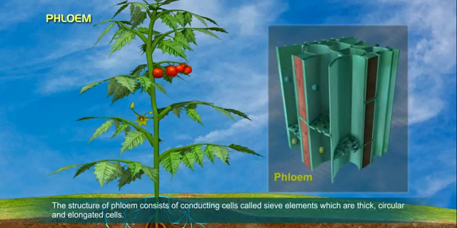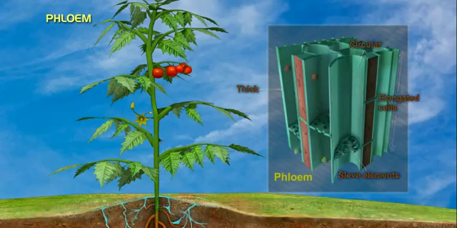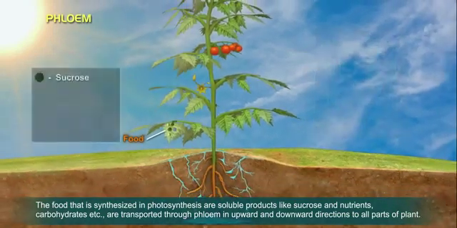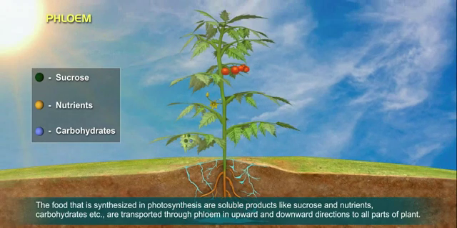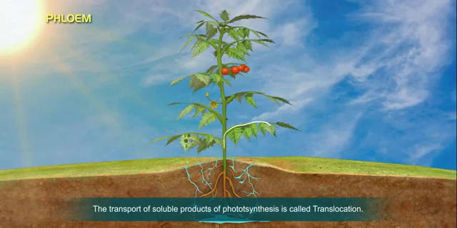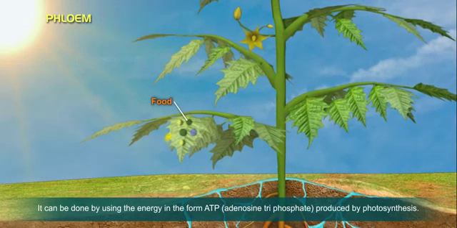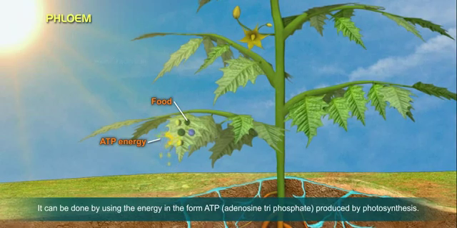The structure of phloem consists of conducting cells called sieve elements, which are thick, circular, and elongated cells. The food that is synthesized in photosynthesis, soluble products like sucrose, nutrients, carbohydrates, etc., are transported through phloem in upward and downward directions to all parts of the plant. The transport of soluble products of photosynthesis is called translocation. It is done using energy in the form of ATP, adenosine triphosphate, produced by photosynthesis.